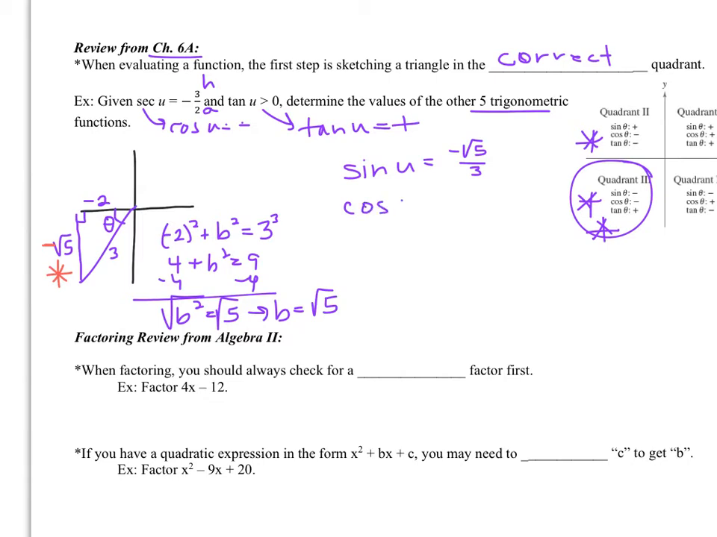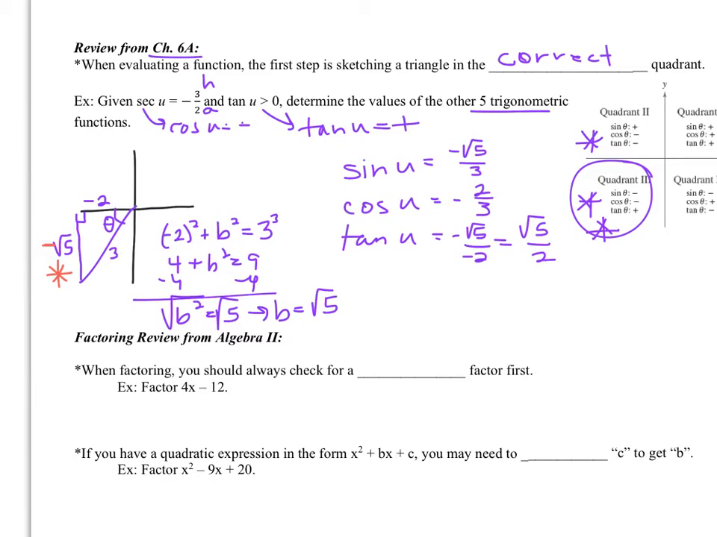Cosine is just the reciprocal of secant, which is adjacent over hypotenuse, negative 2 over 3. Tangent is opposite over adjacent, which would be negative square root 5 over negative 2, and those negatives would cancel, square root 5 over 2. Now we have secant as a reciprocal, but we need the other two.